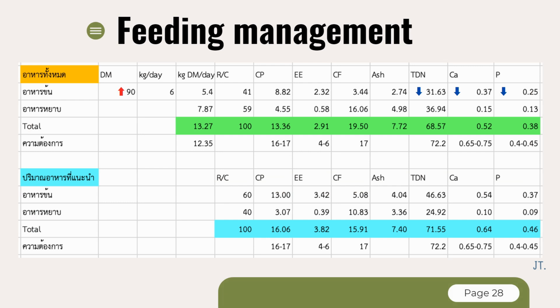Then we use the numbers from the yellow box and calculate them into this green box here, in order to confirm that the farm had given the cows the right roughage to concentrate ratio, which is 60/40. We found out that the dry matter intake exceeds the requirement, but the protein, fat, TDN, calcium, and phosphorus are not meeting the requirement.